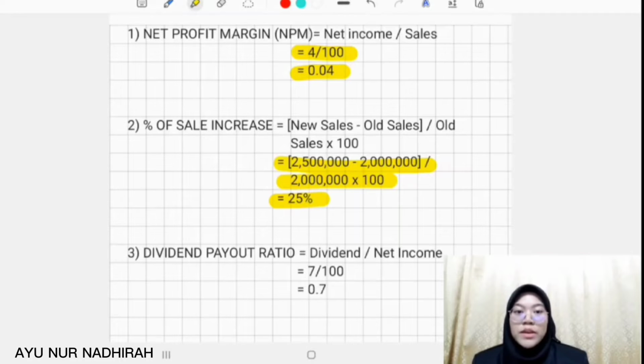Third is dividend payout ratio. Dividend payout ratio is 70%. So 70 divided by 100 and we will get 0.7.